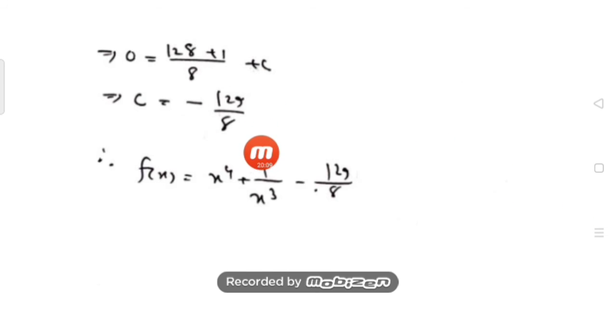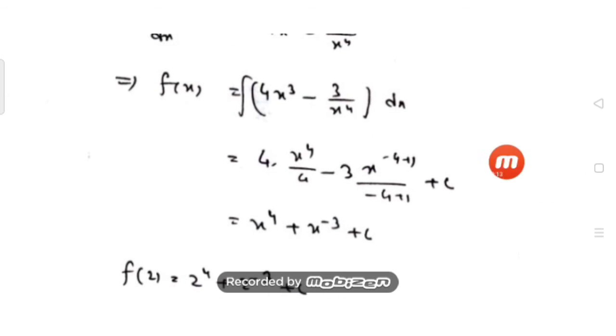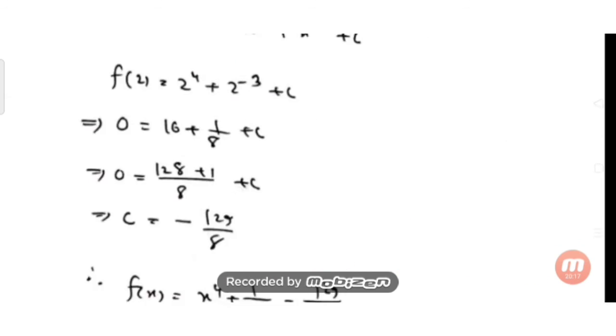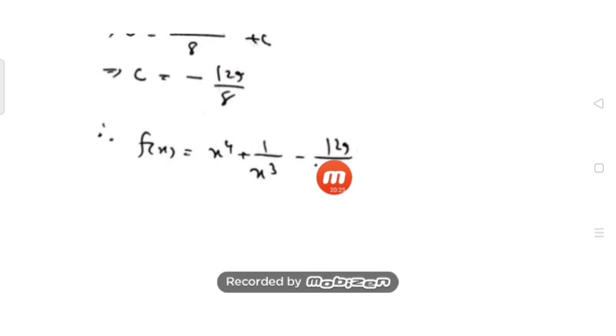Then I have just substituted the value of c in our f(x). This is your f(x): x to the power 4 plus x to the power minus 3 plus c. So x to the power minus 3 can be written as 1 by x cube, and substituting the value of c, we have got our answer. And here this exercise 7.1 is completed.